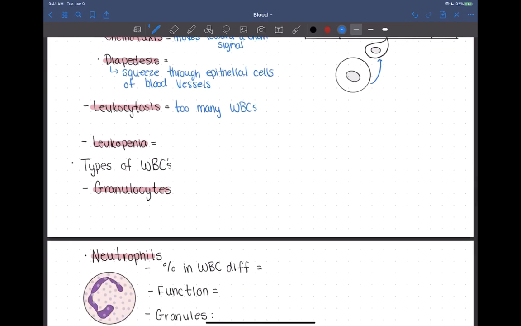And leukopenia would be too few white blood cells. This would be a concern because this could leave you immunocompromised, unable to fight off an infection if you encounter one. So that would be a concern as well, and you'd want to understand the cause of that in an individual.